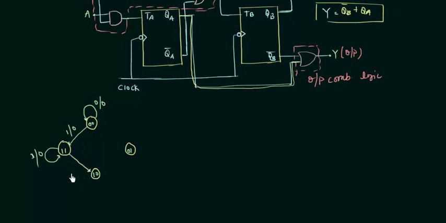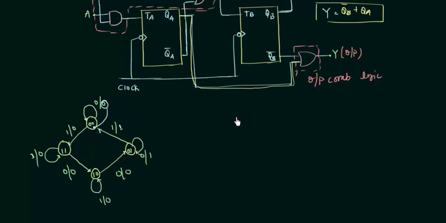11 to 10 for the input 0, same state for the input 1. 10 to 01 for the input 0, and 01 to 00 for 1. And the last thing is this. Now this is the original state diagram, and I want a Moore state diagram by using this state diagram. So what changes do we have to make? We have to remove this output from here, and we have to put it under this state.